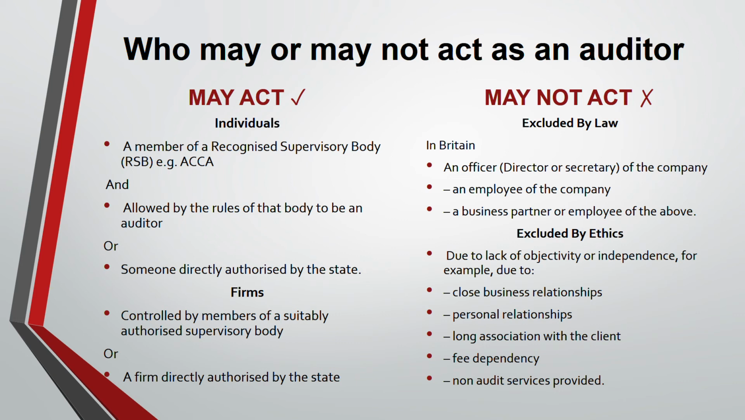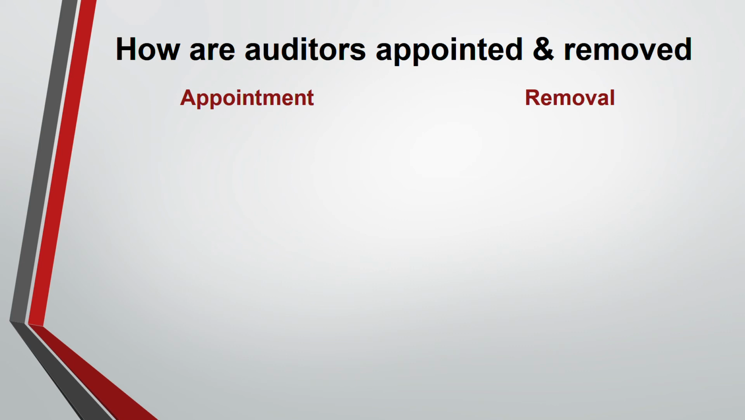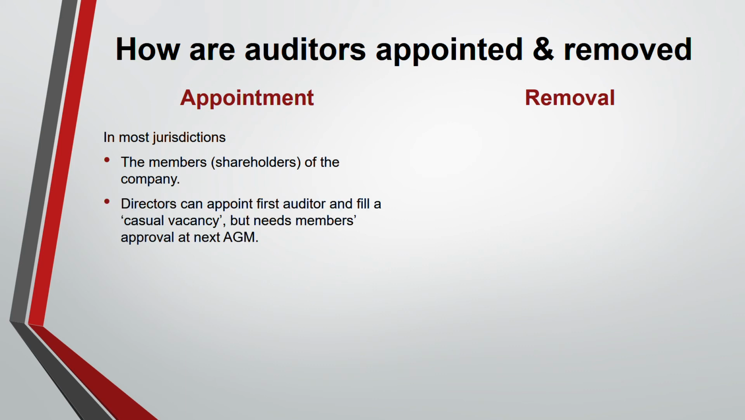Okay. So now we are moving towards how auditors are appointed and how they are removed. Very important. In most jurisdictions, they are appointed in these ways. Number one, they are appointed by the shareholders themselves. Directors also can appoint the auditor, but they can appoint only the first auditor and fill a casual vacancy. But the second time they have to appoint, they need the members' approval in the annual general meeting. Then the appointment runs from the end of one annual general meeting until the end of the next annual general meeting.